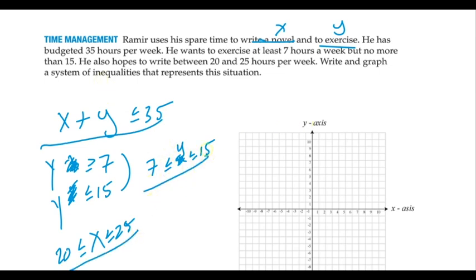We want y to be between 7 and 15. y equals 7 right here. y equals 15, let's say up here. I'm going to be between these two. Shade them inside. x is between 20 and 25. Yeah, my graph doesn't go that far. 20 and 25 are, let's say, over here.